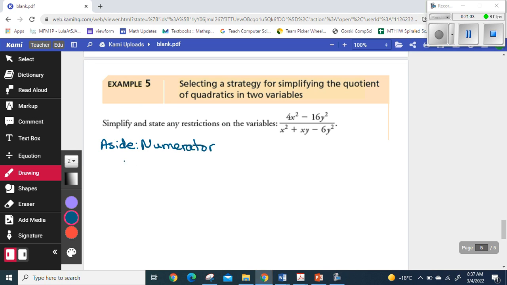So my numerator has a 4x squared minus 16y squared. Two terms, minus sign in between.